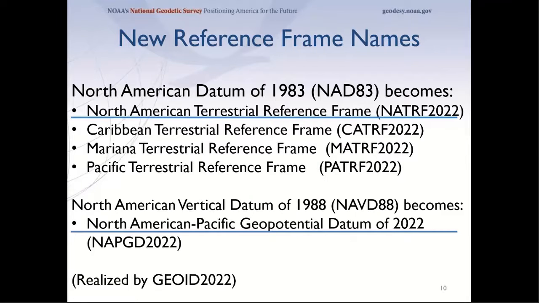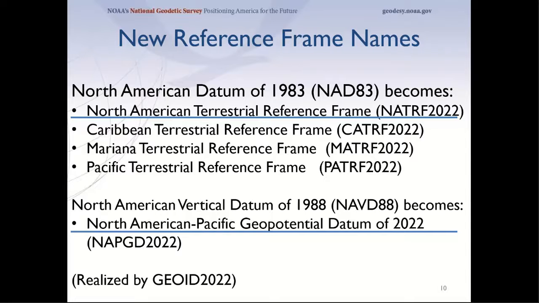The horizontal datum will be called the North American Terrestrial Reference Frame of 2022. And then you can see the reference frame for the other tectonic plates. So each tectonic plate will have its own reference frame. The coordinates will be fixed, but they will be updated. The National Geodetic Survey hasn't made a decision yet on when the updates will be done. Will that be on a 5-year interval or a 10-year interval?